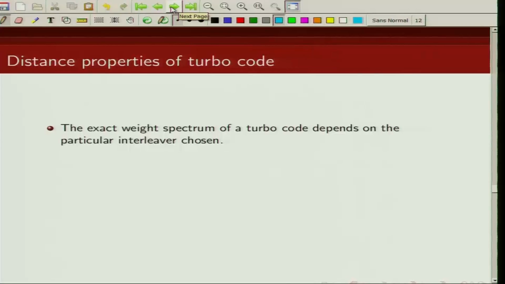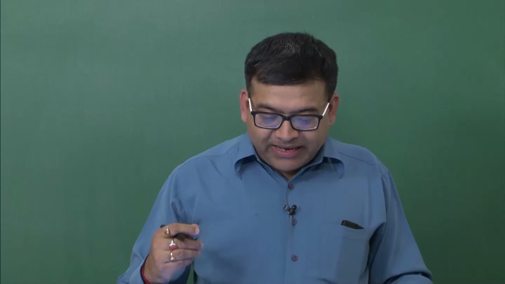So what we have done so far is, with the help of a simple example of a 3212 terminated convolutional code and 3212 turbo codes, we have shown the effect of spectral thinning. Now we want to find out how we can compute the weight distribution of a parallel concatenated code. So again we will take a very simple example, and with the help of this example we will illustrate how we can compute the weight distribution of a parallel concatenated code.